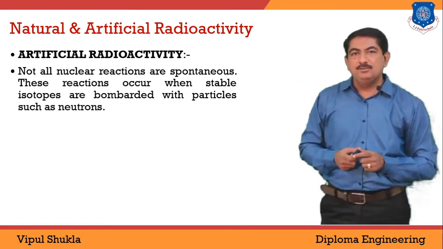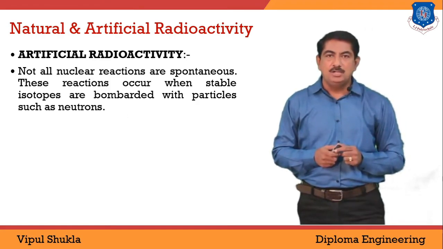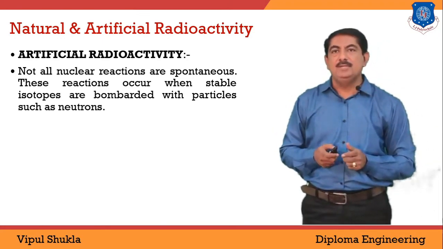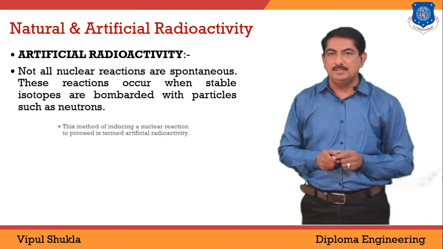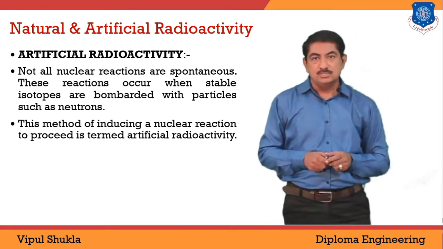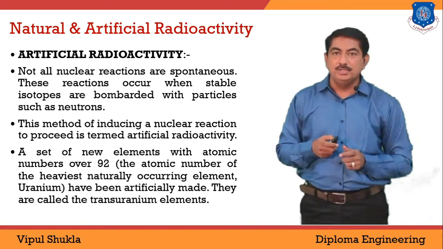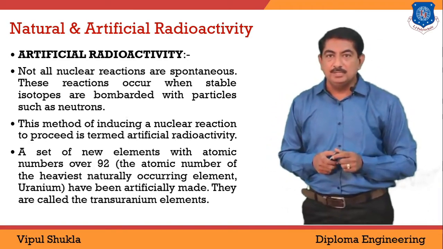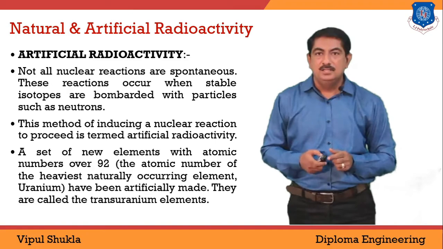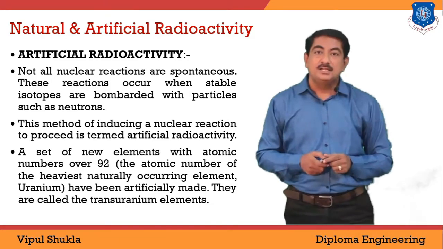What is artificial radioactivity? Artificial radioactive elements are not active in nature, but we can make them active in the laboratory. Such an element is known as an artificial radioactive element. This method includes nuclear reactions to produce what is termed an artificial radioactive element. A set of new elements with atomic numbers over 92, the atomic number of the heavier element uranium, are called the transuranium elements.